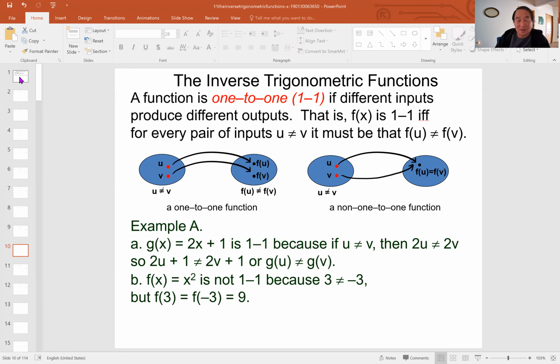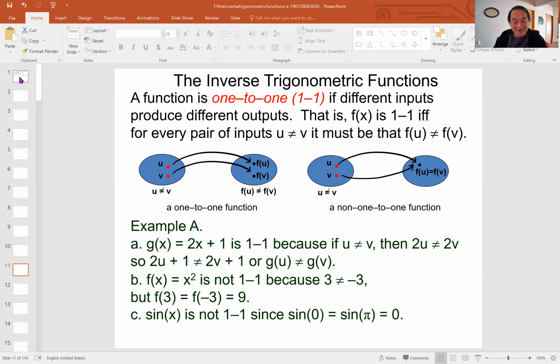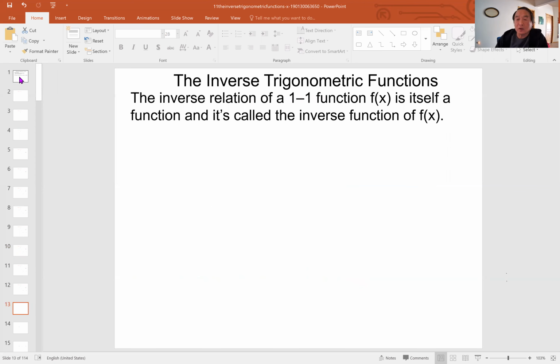In particular, what it means is that if I know the output is 9, I wouldn't be able to pinpoint which one was the input. There's ambiguity. And sine of x is not one-to-one. All the trigonometric functions are not one-to-one. Why do we want to talk about one-to-one? Because for one-to-one functions, we can define an inverse relationship, because once I have a one-to-one function, I know where it came from precisely.